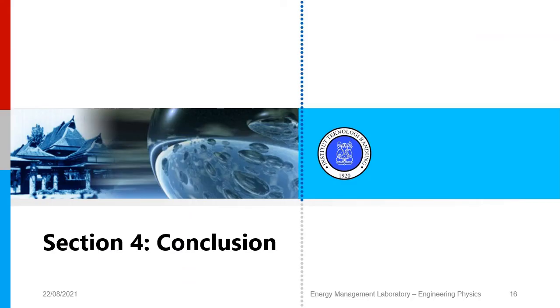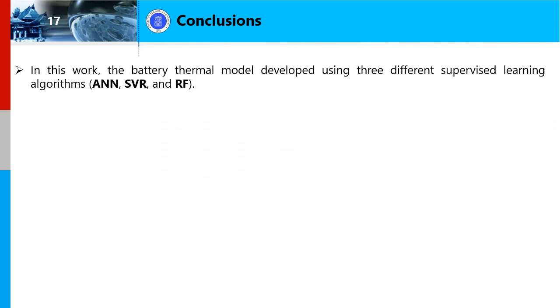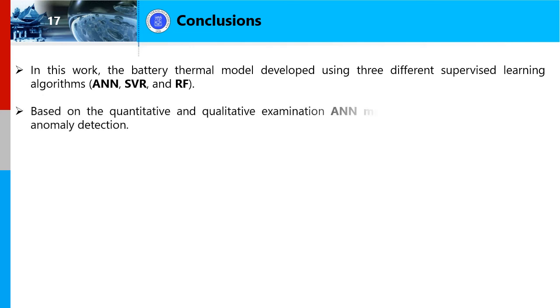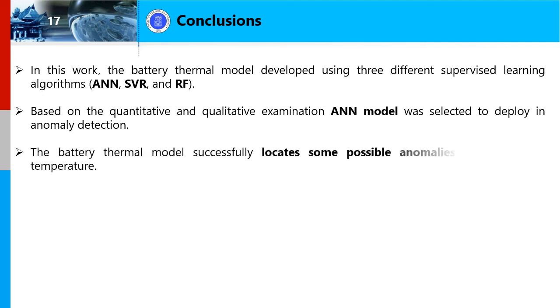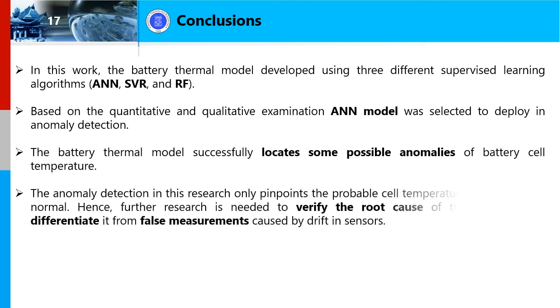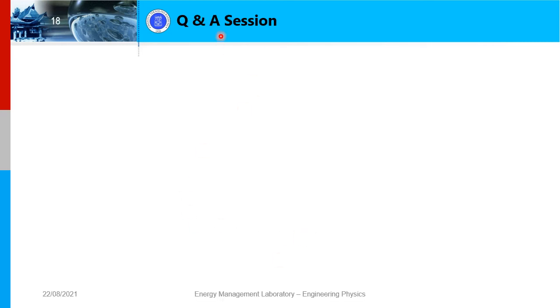We move to the last section, conclusion. In this work, we use 3 machine learning methods: artificial neural network, support vector regression, and random forest. Based on quantitative and qualitative examination, the ANN model is more suitable than the other 2 methods to deploy in anomaly detection. The battery thermal model successfully locates some possible anomalies of battery cell temperature. Although it needs further research to verify the root cause and differentiate it from false measurement caused by the drift in the sensor. Q&A section.